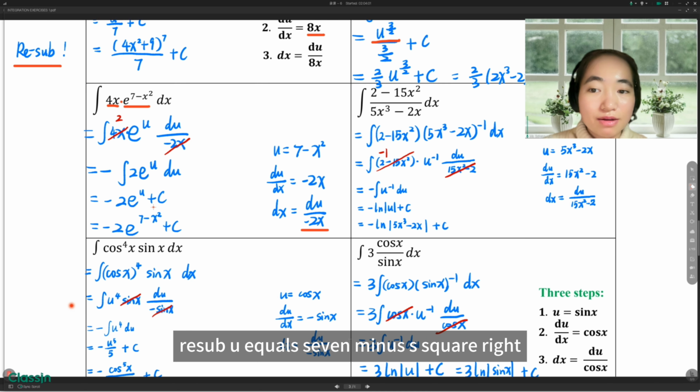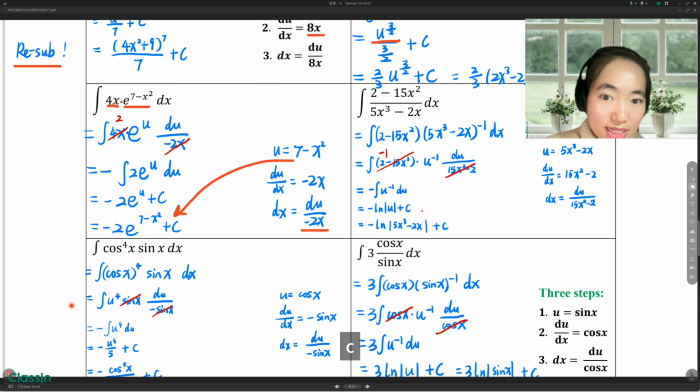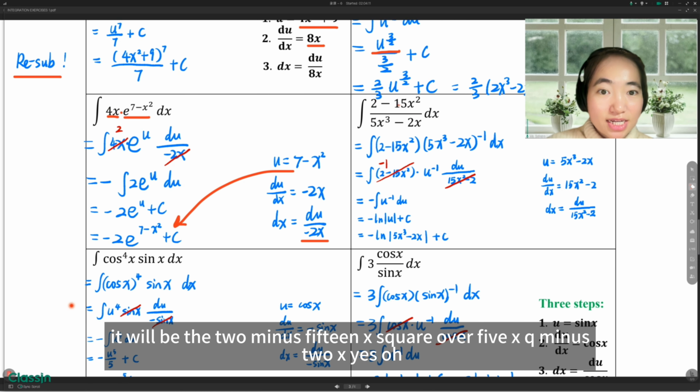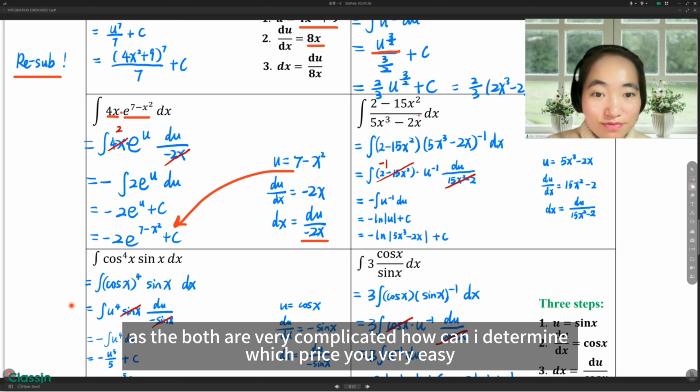And then don't forget the resub, u equals 7 minus s squared, right? u equals 7 minus s squared, okay? And then plus C. Next, here, it will be the (2 minus 15x squared) over (5x cubed minus 2x) dx. Oh, you're gonna be confused. I think two parts. These two parts are the same complicated, right? But both are very complicated.